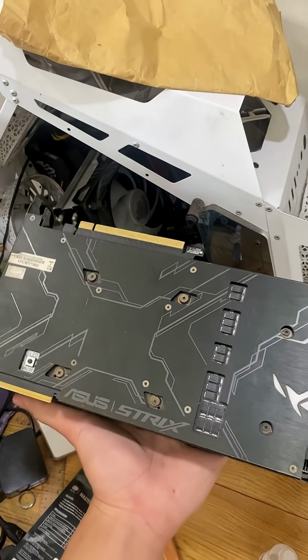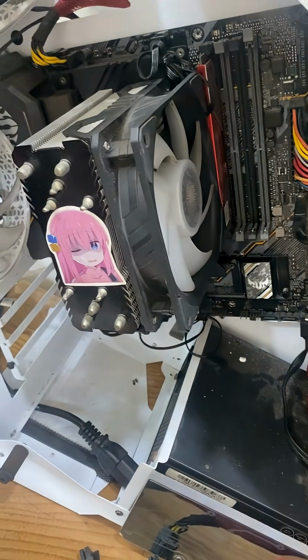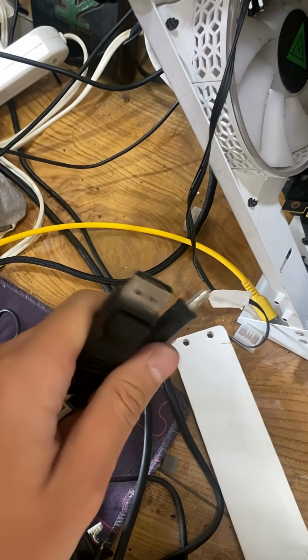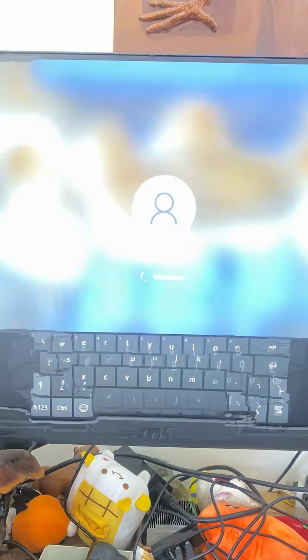I can finally put my GPU back because my i7 does not have integrated graphics. After it's in, put these cables from my monitor straight to the GPU. Now let's put this power cable back in and we boot into Windows.